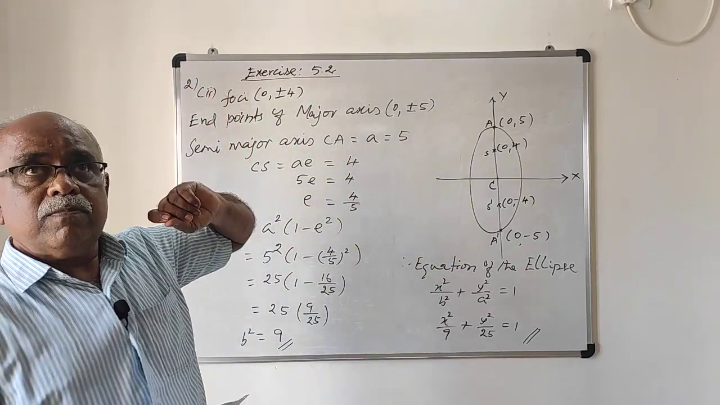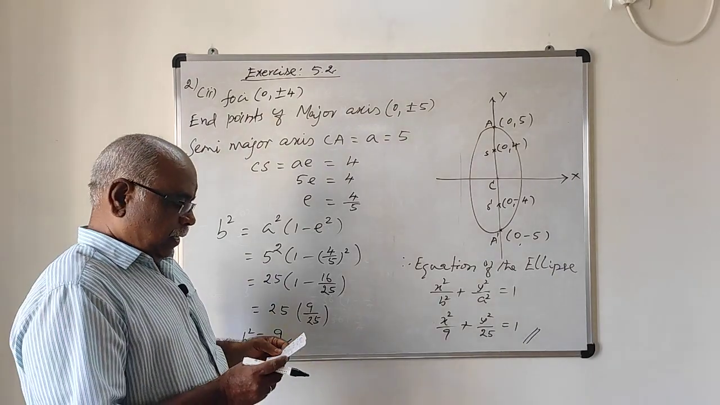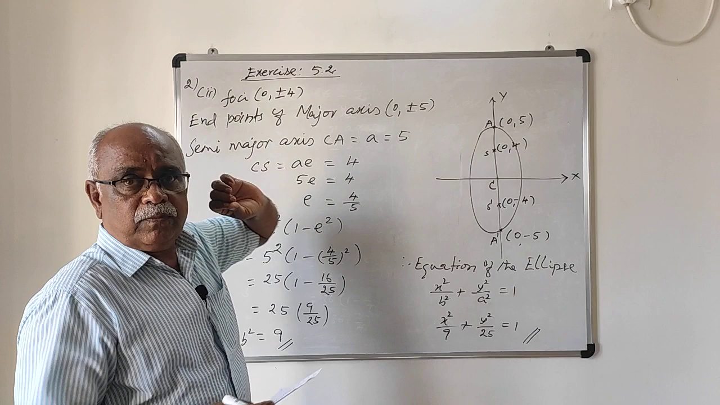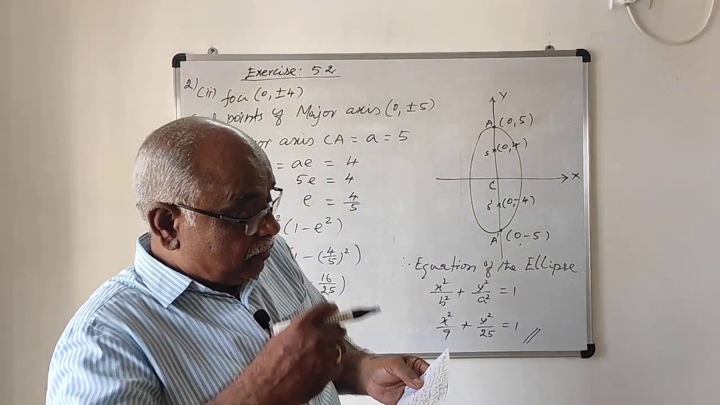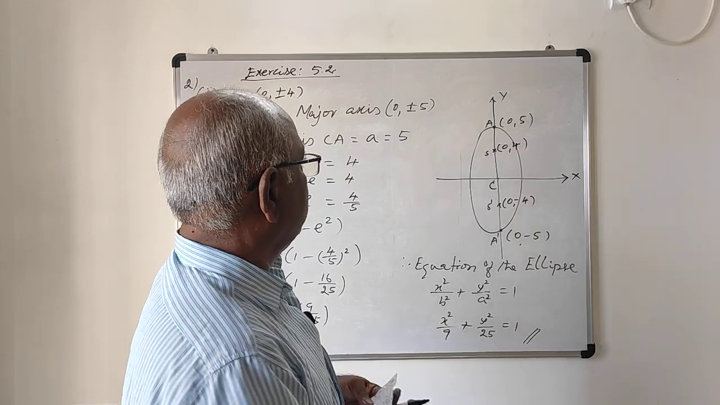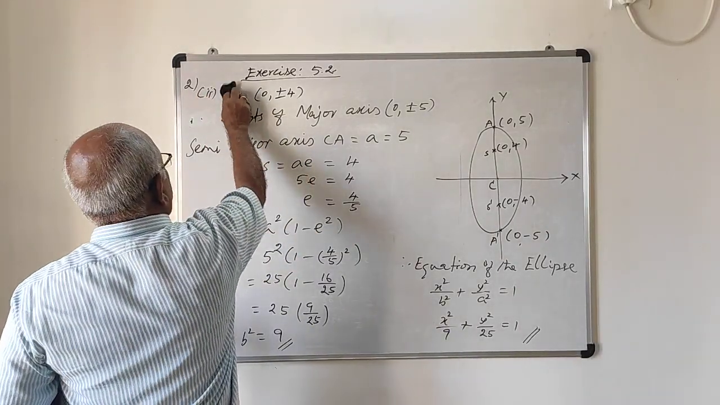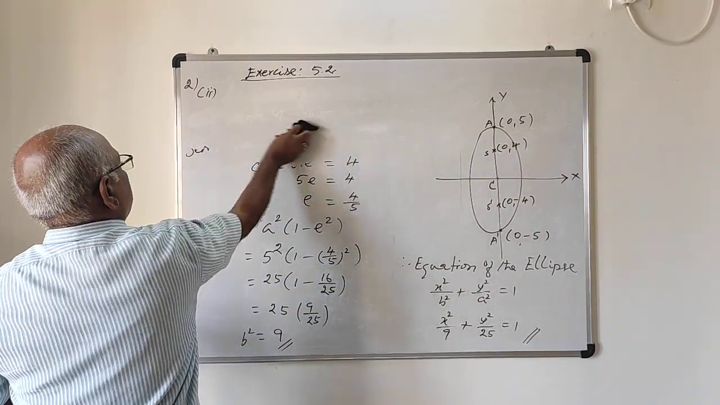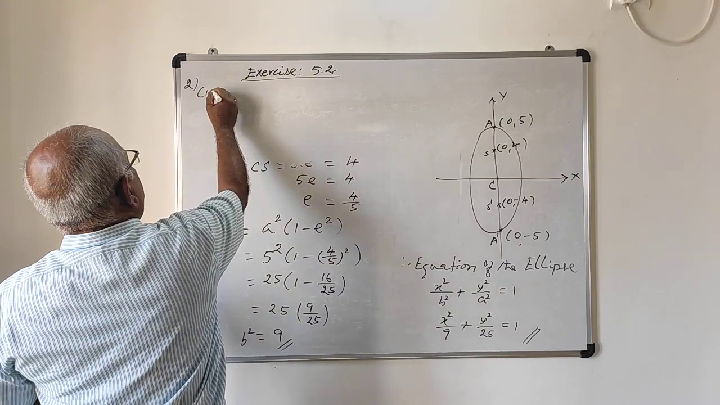That's all about problem 2. And one more problem, the second sum, third subdivision: given the length of the latus rectum and the eccentricity. We will see the problem.